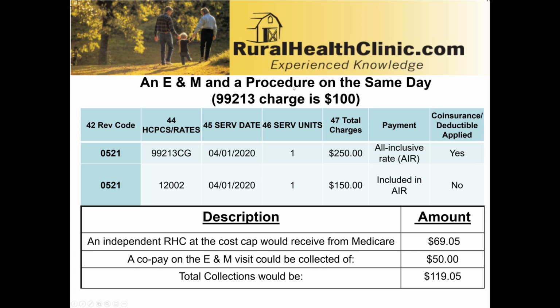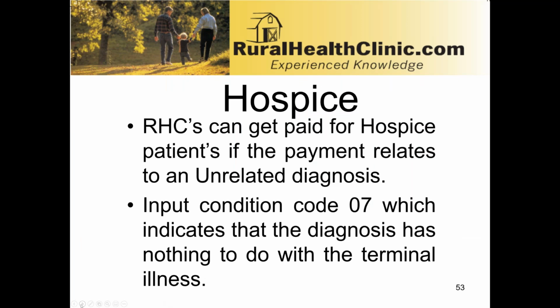Okay, E&M and procedure on the same day, and here's the money that you're going to get from this case. This is the same case that we just showed you before. You're going to get $69.05 from Medicare. Your copay is going to be $50. That's going to be 20% of $250. So your total collection in this case would be $119.05 from that. That's doing an E&M code and a procedure on the same day. So not a lot of money for what you did.